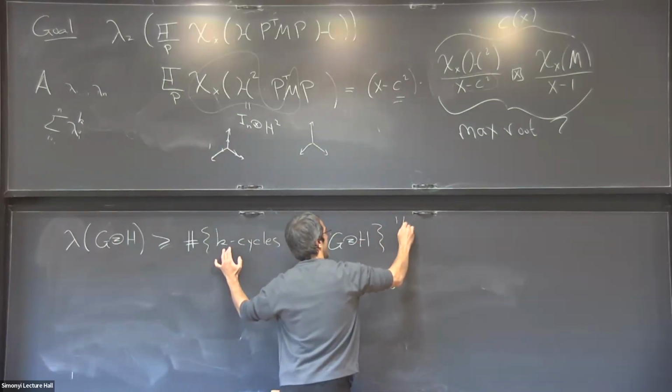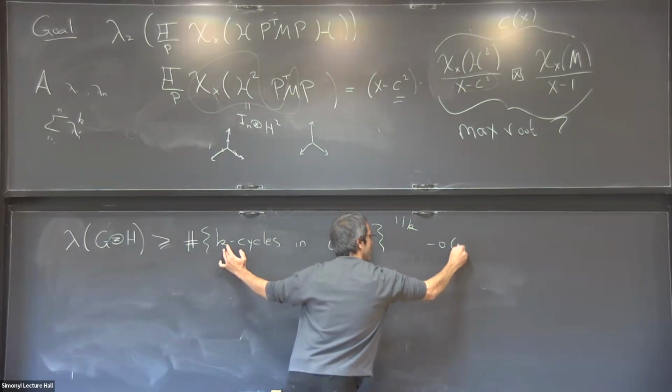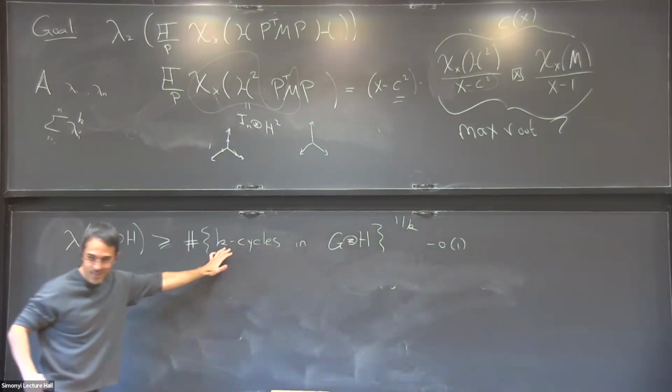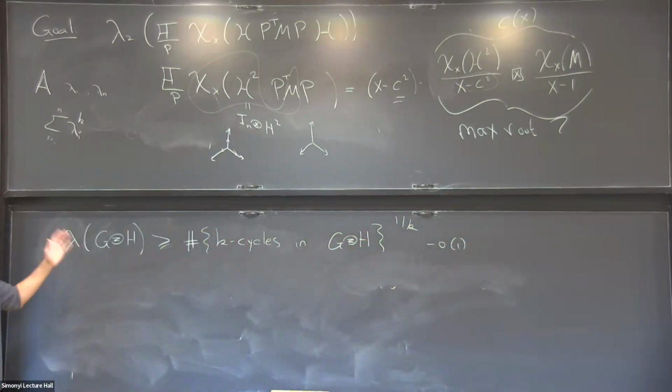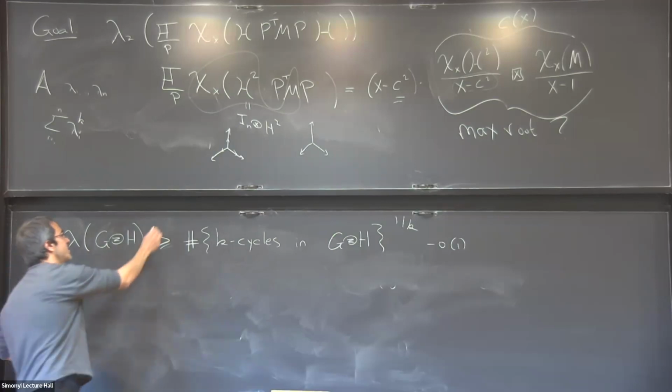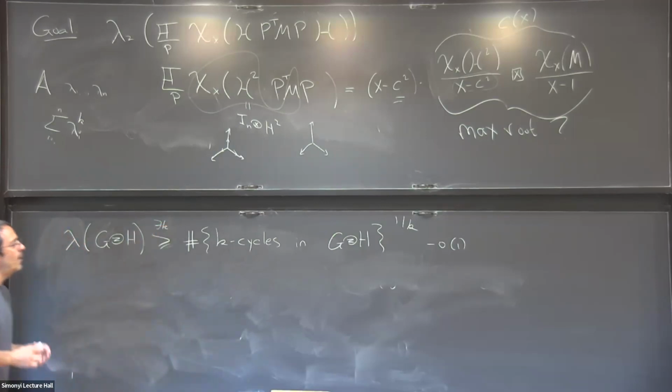To the power 1 over k minus little o of 1 for some k. Like you can choose a k for which this holds. The little o of 1 requires k to be like log n or something for constant degree graphs. But let me do it like that. There exists a k for which this holds. So the problem really is about counting k-cycles in the graph that you care about.